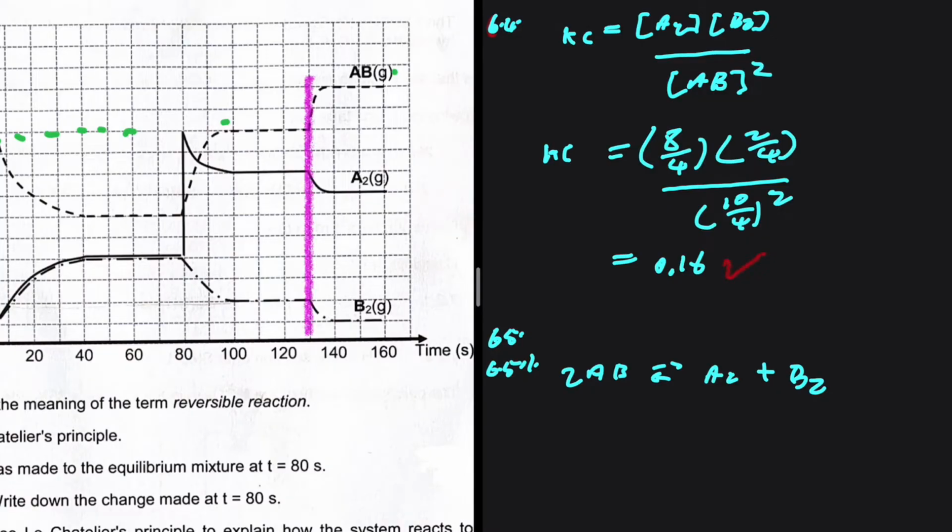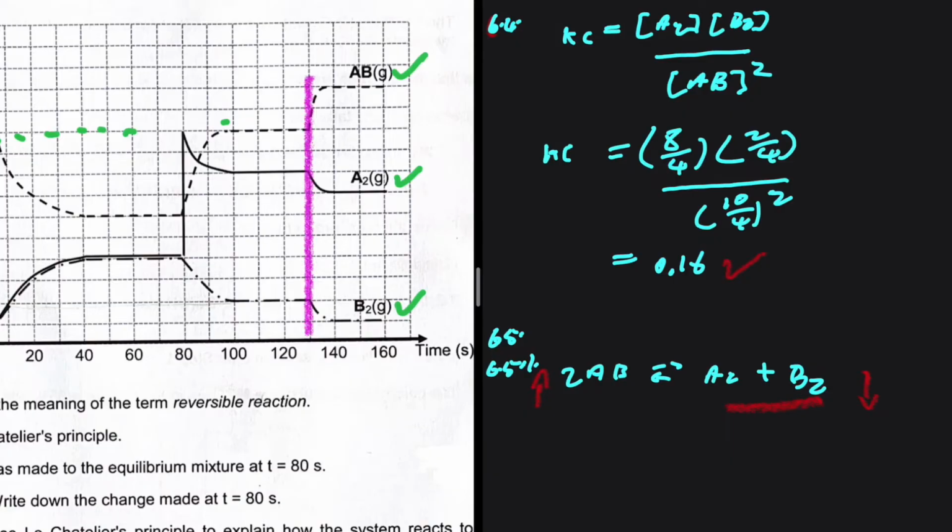At t equals 130 degrees, let's take a look at the amount of AB. The amount of AB increases. The amount of A2 decreases. Same is true with regards to the amount of B2. So the amount of reactants we have decreases, while the amount of products increases. Okay, so let's make sense of that. Temperature was decreased and the reverse reaction was favored.